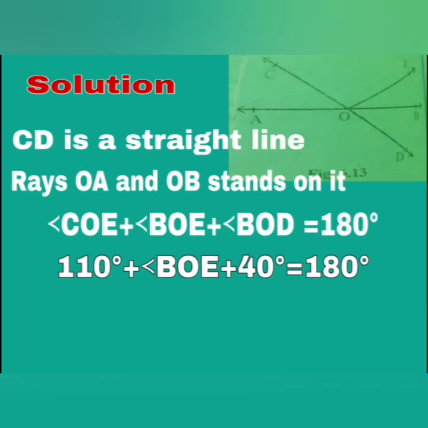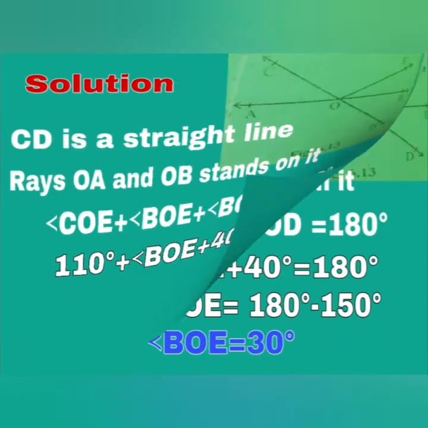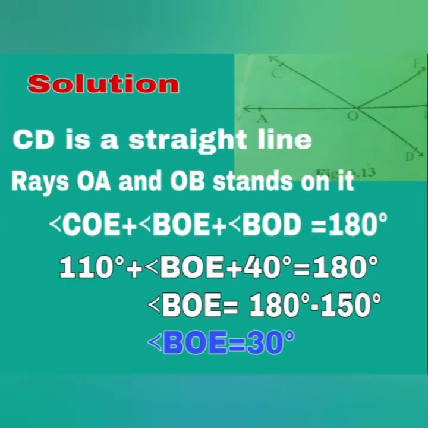We are adding this. We got this much. Now 110 degree. BOE angle we don't know. BOD angle is given, that is equal to 40 degree. Totally the sum will be equal to 180 degree. Shifting 110 to the other side, we get 150 degree. So BOE angle is equal to 30 degree. 30 degree is the value of this BOE angle. So this is the solution for your question number 1. In question number 1, we calculated two angles: reflex angle COE with the help of the straight line AB, and angle BOE with the help of the straight line CD.